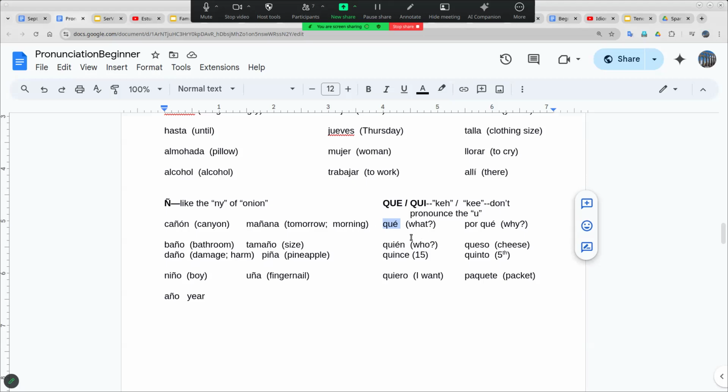Que. What? Que? And you'll notice it gets an accent mark there. Sometimes que does not get an accent mark. It gets an accent mark because it is a question word. All question words, which the fancy grammar term for that is interrogatives, all interrogatives, when they're used in a question, get an accent mark. When you say it, the accent mark kind of doesn't matter, it's only when you see it in writing.